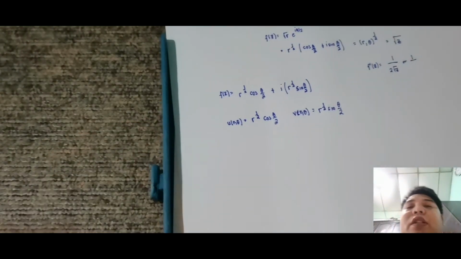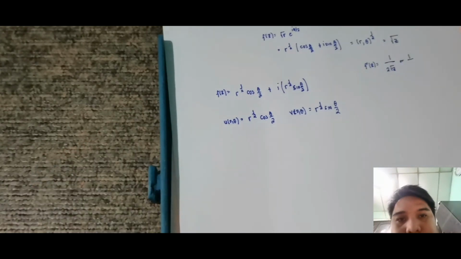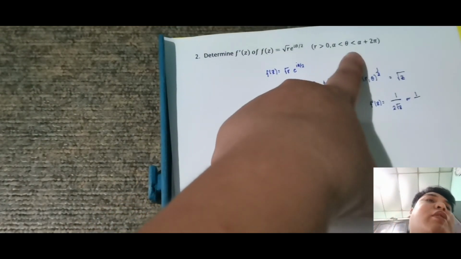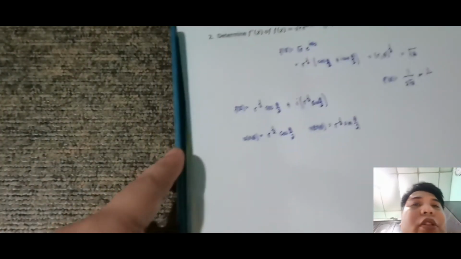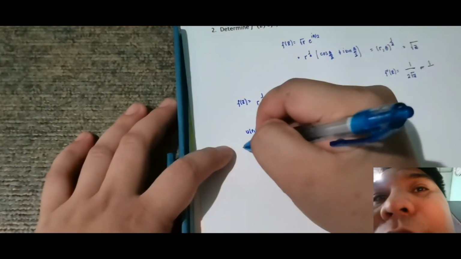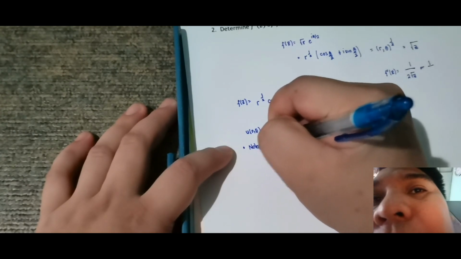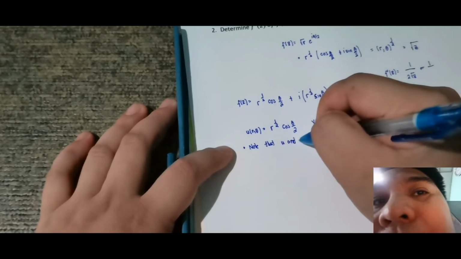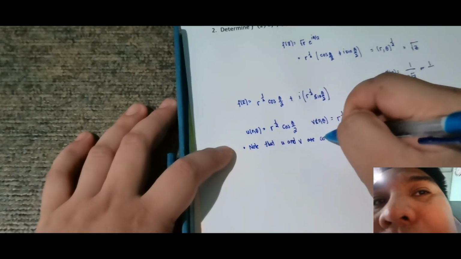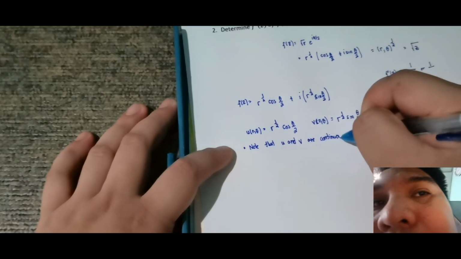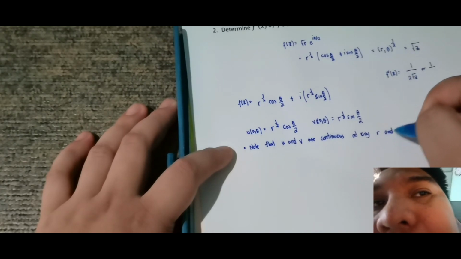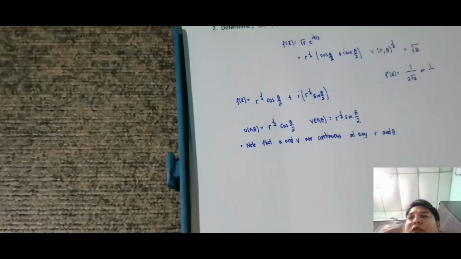Ngayon, ang goal natin, check natin. Differentiable or continuous ba siya at any point r and theta? In this case, continuous siya, kasi nilimit lang yung number. So r is greater than 0, tapos yung theta in between dyan. Obviously, continuous siya based pa lang sa condition. So note that u and v are continuous at any r and theta.